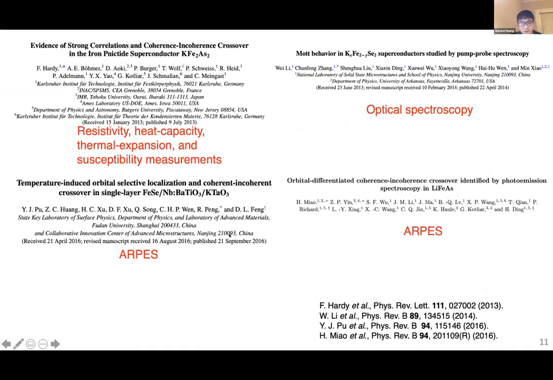And besides ARPES, there are also other probes that report this orbital selective Mott crossover induced by temperature, like this combination of the resistivity, heat capacity, thermal expansion, and susceptibility. Also, this orbital spectroscopy measurement on this potassium iron selenide.